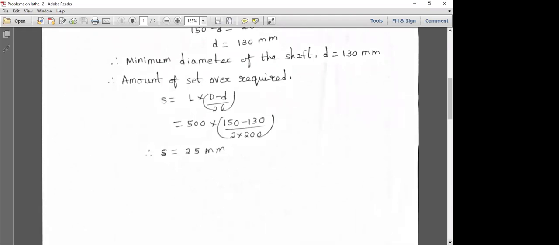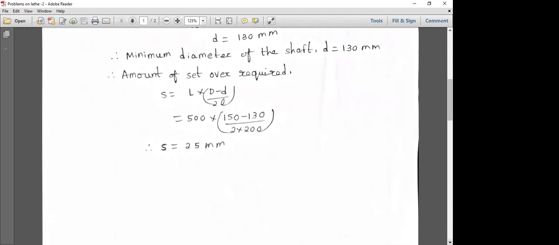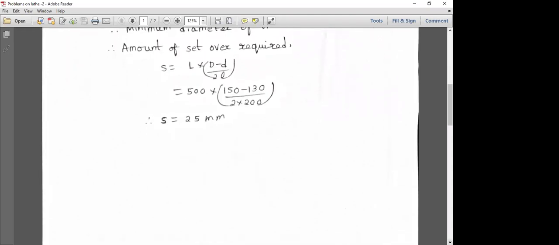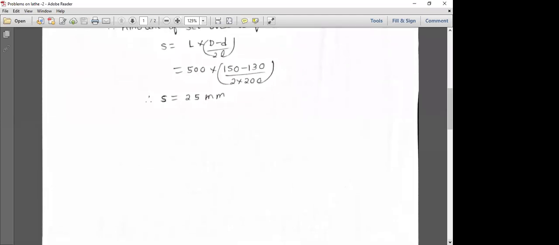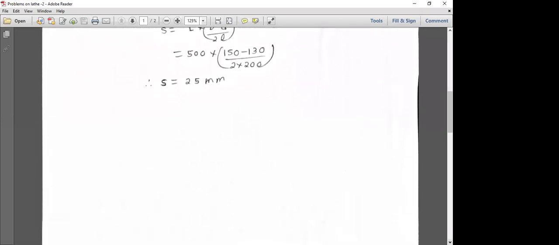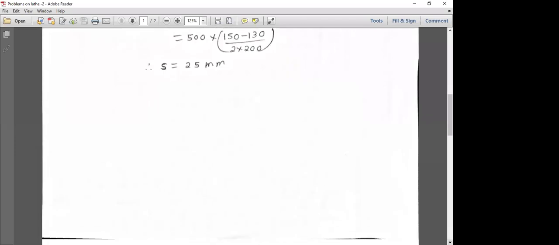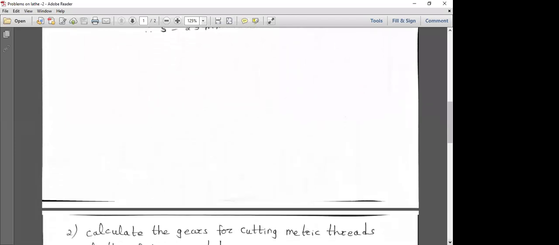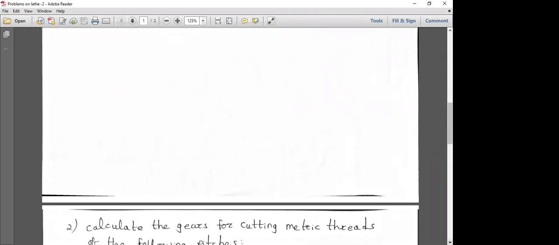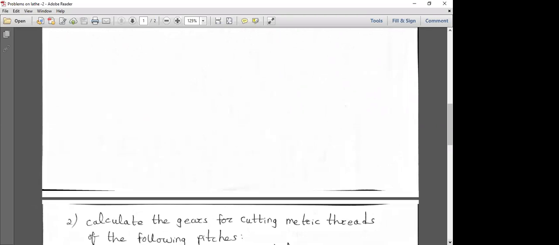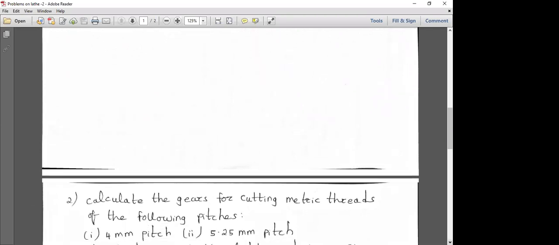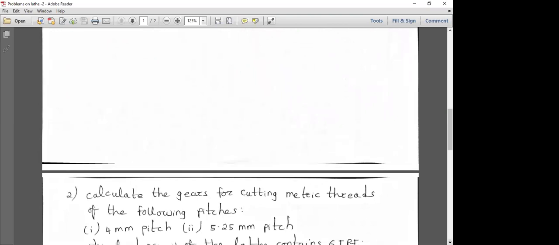So that is the first problem, and the next problem we'll also see. If we cannot complete it, we'll continue in the next class, because only 9 minutes are left for me, as we have only 3 hours today. The next problem is related to gears. Calculate the gears for cutting metric threads of the following pitches. What is the pitch? He has given one as 4 mm pitch, and one as 5.25 pitch.